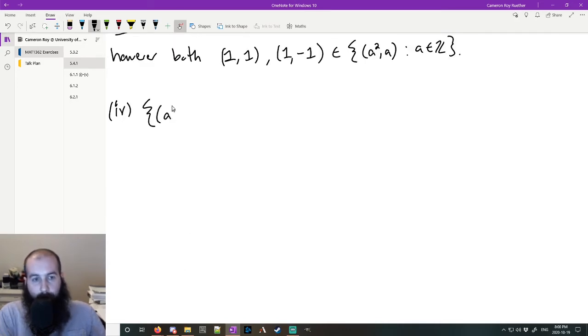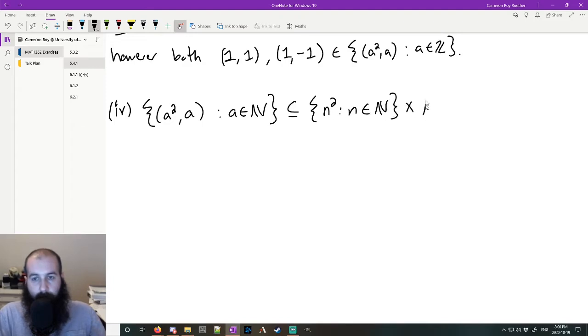Lastly, for part 4, we want to look at the same idea. The pairs are (a squared, a), where a can be natural now. And we're considering this as a subset of the natural numbers squared cross the natural numbers now. I want to ask if this is a function, and now it is.